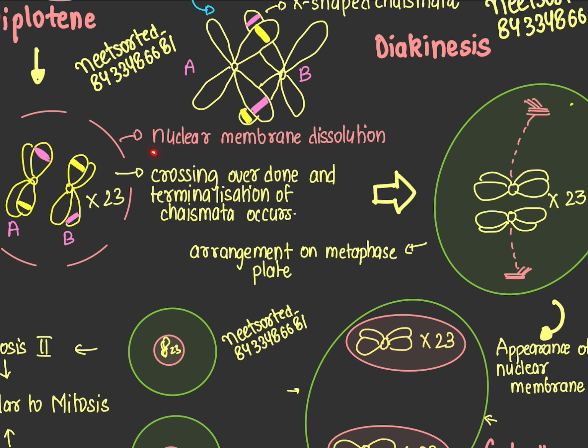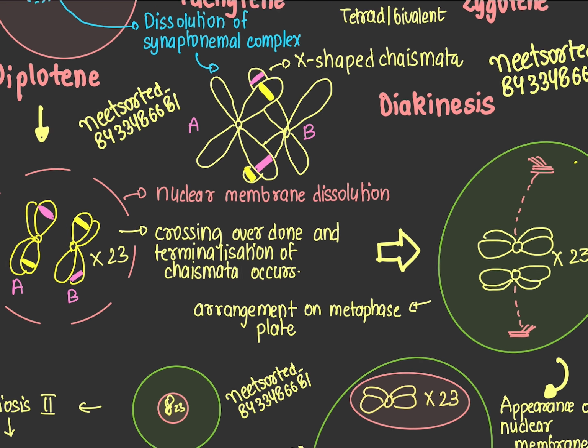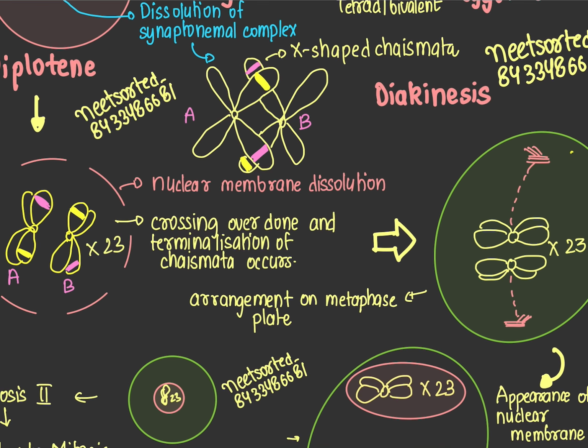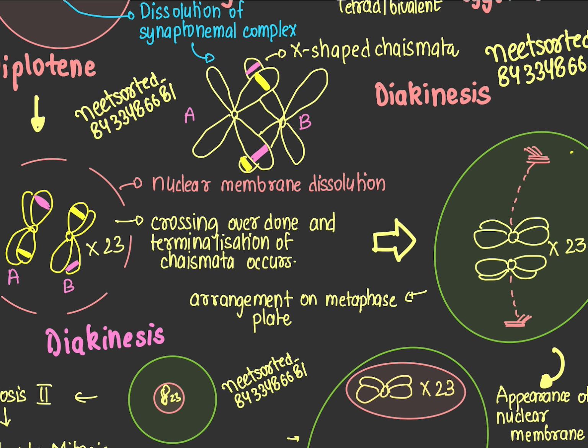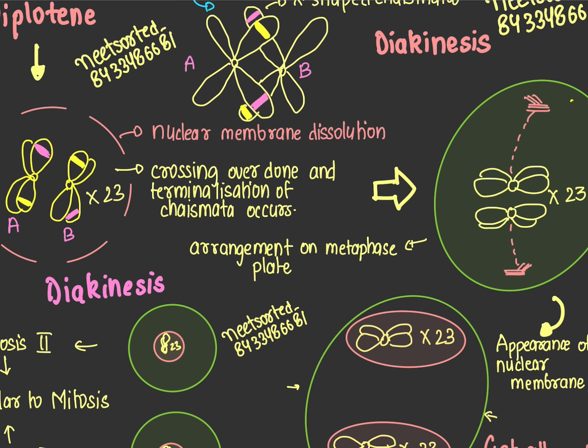So this is what crossing over does to the chromosomes. The next, nuclear membrane dissolution occurs. And this last part is known as the diakinesis. In diakinesis, crossing over is done and terminalization of chiasmata occurs. Also, the nuclear membrane dissolution occurs. After this, we come to metaphase.